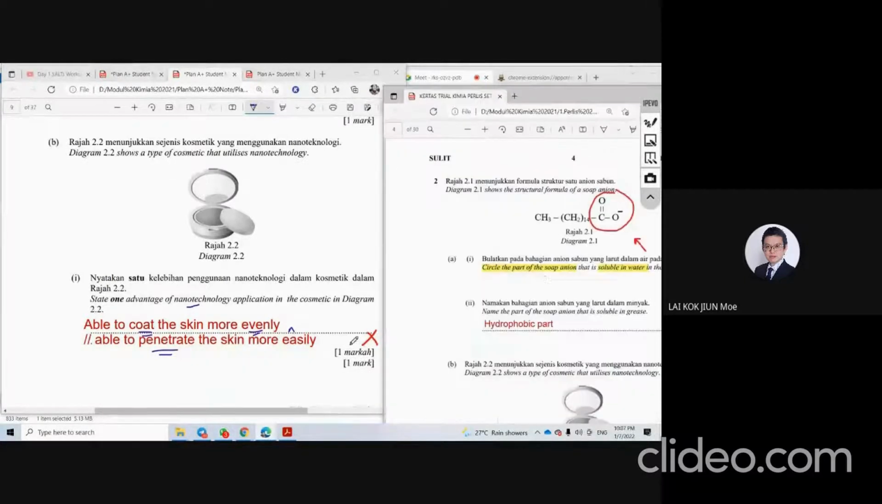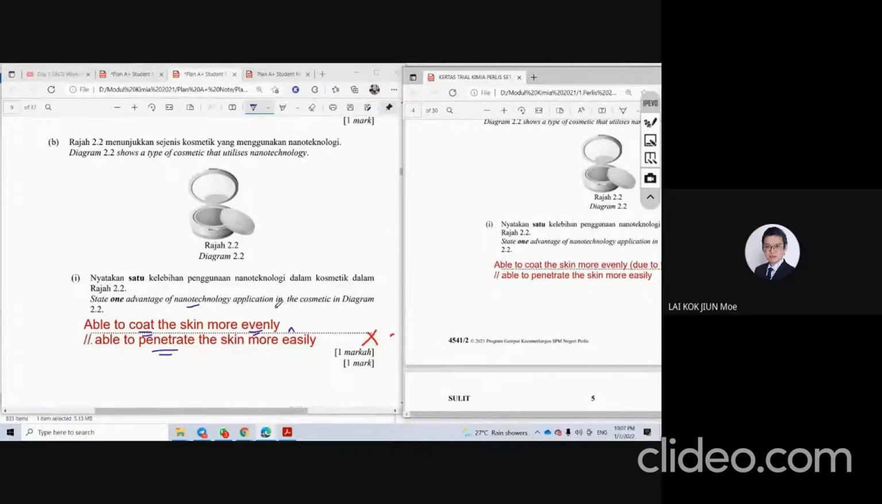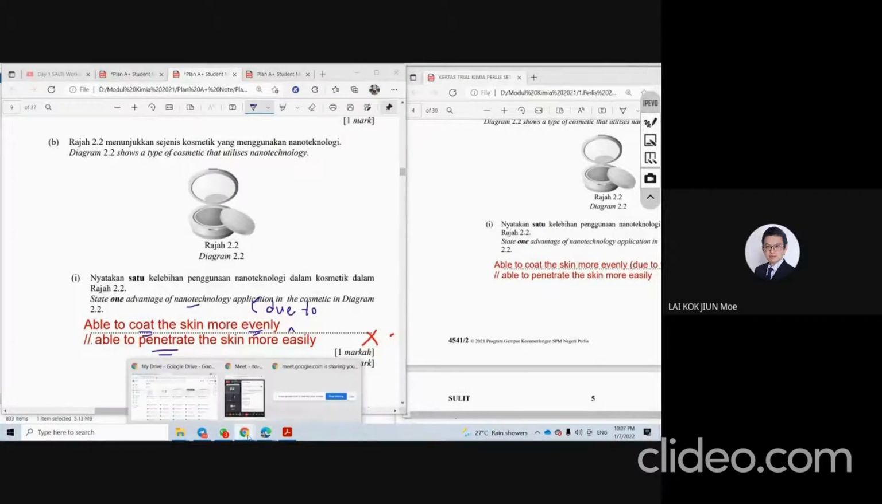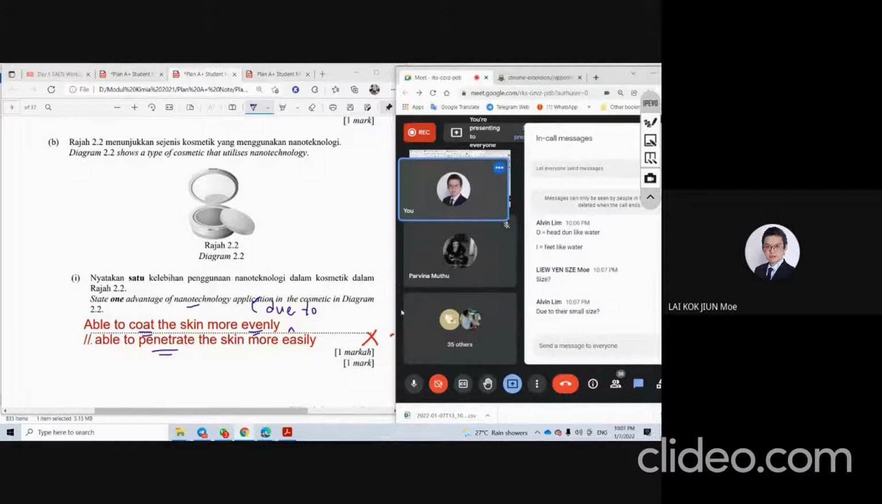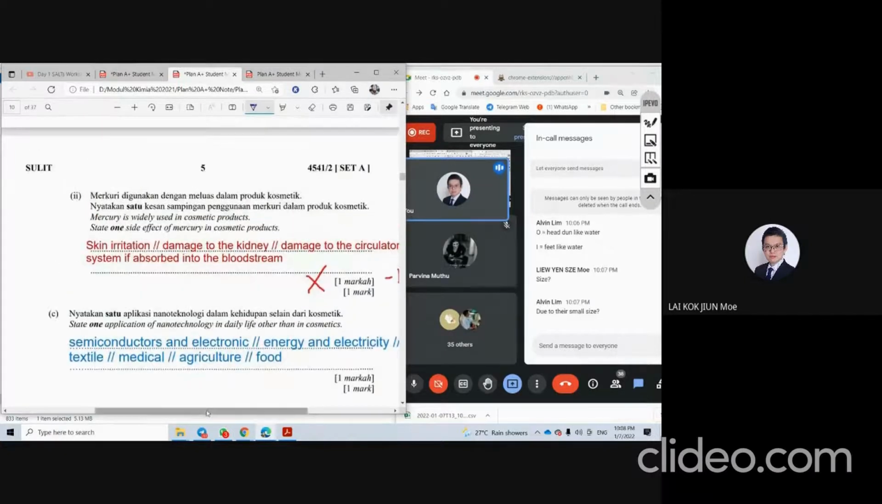Can I add something here? How to make the sentence more specific? So I just add here. Why can it coat evenly? Because of what? Due to what? Due to what? You can explain. Yes, due to their smaller size. Yeah, due to their nano size. Can you specify a little bit? Nano size. Nano is very small. Okay. Thank you, Alvin. Thank you, Yancy. It's very easy, this one.